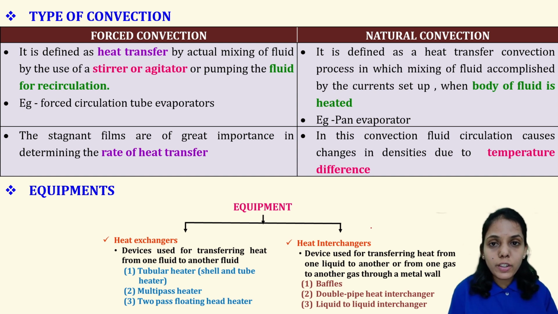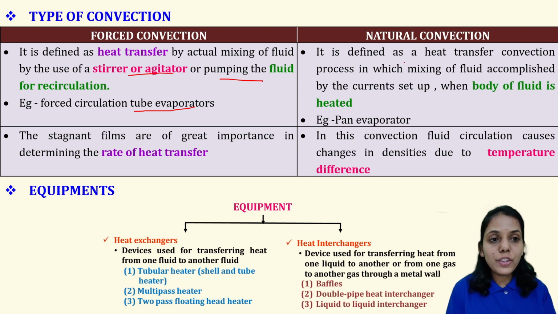Now in convection, it can be either forced convection or natural convection. Forced convection means actual mixing of the fluid by the use of a stirrer or agitator, or pumping the fluid for recirculation. If we are pumping the fluid, recirculation means that again and again over a period of time, the warmer portion will be mixed properly and the cooler portion will come to that place. So proper mixing will happen, but this is forced convection. For example, if we are using tube evaporators, that is forced convection.